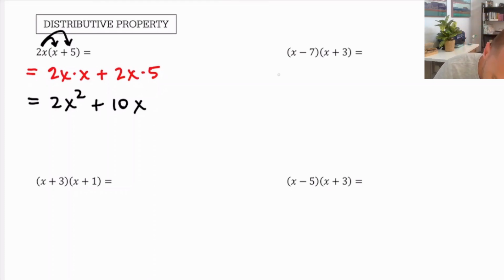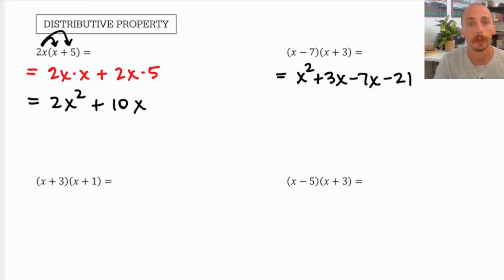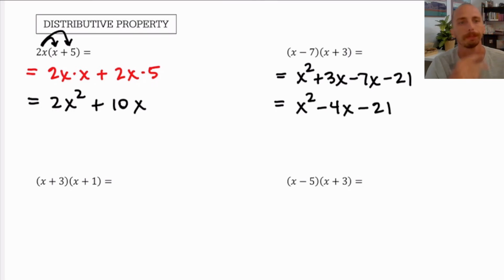I'm going to do the first two. X times x is x squared. The outside is 3x. The inside is negative 7x, and the last two is negative 7 times 3 is negative 21. Then we would collect like terms and say x squared plus 3x minus 7x would be a total of negative 4x and minus 21.